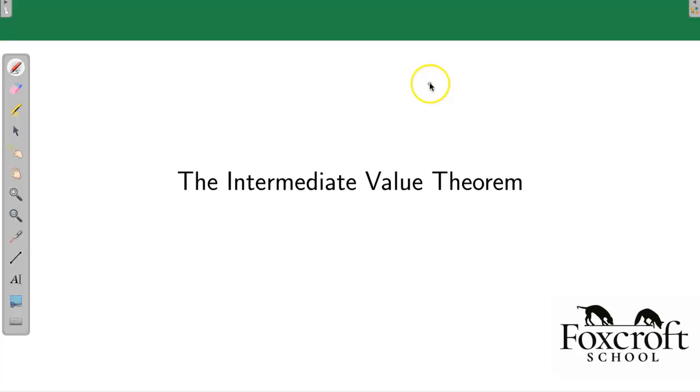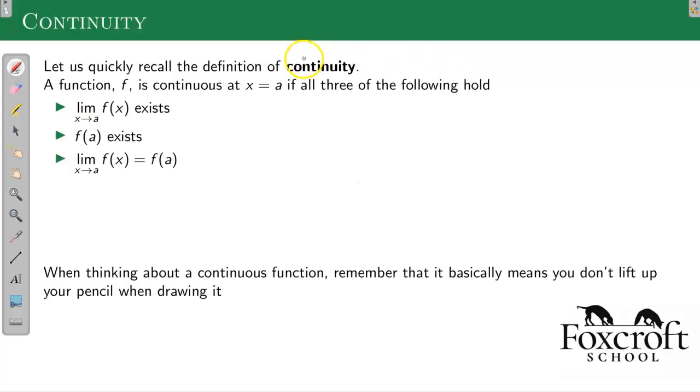In this video, we're going to look at another important theorem you need to know for the AP test, and that is the intermediate value theorem. So before we talk about the intermediate value theorem, let's just quickly review continuity.